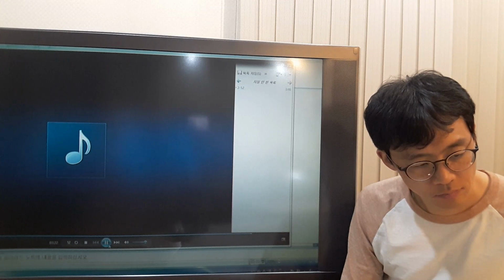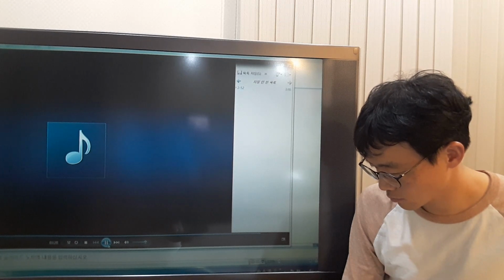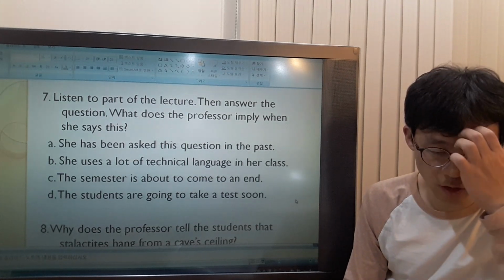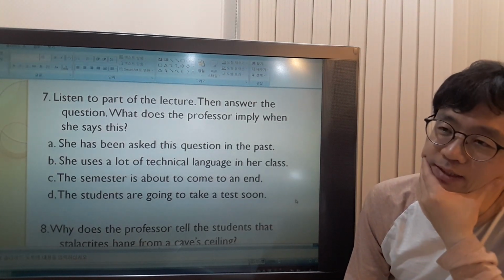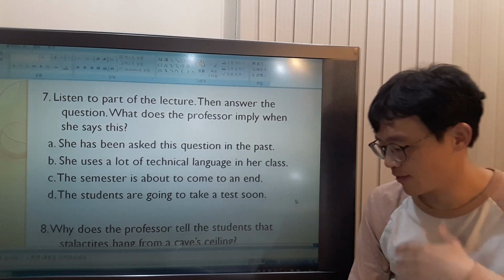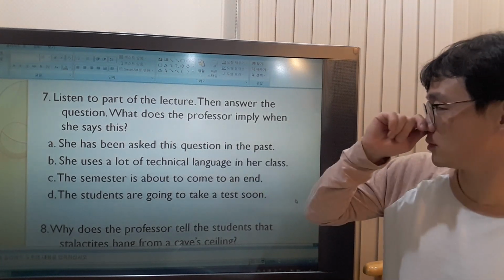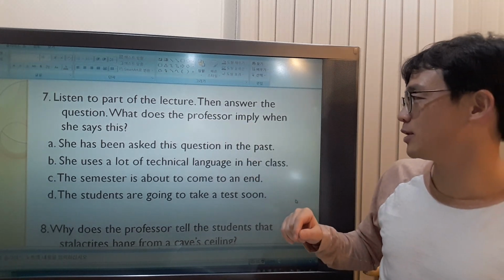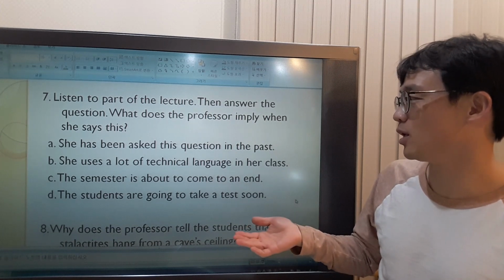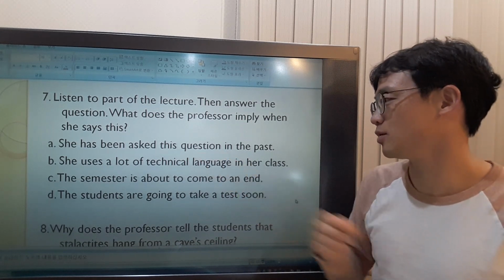What does the professor imply when she says this? And yes, before one of you asks, you need to know that term. Why does the professor say that? Because she knows beforehand that the students will ask her what that is. Okay? So what would be the answer? What does the professor imply? Imply means she did not directly say that, but the meaning is hidden. So she has been asked this question in the past. This is the answer.